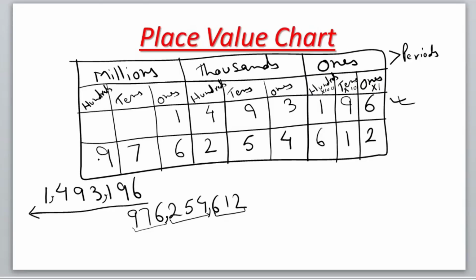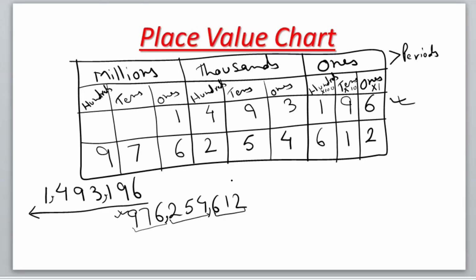Now can you read it? 976 million 254 thousand 612. So what's the value of this number? It is 976,254,612. See, is it easy or not? Now you can easily read any number with the help of the place value chart. Hope the place value chart is clear to everyone. You can take any random number and practice by putting it in the place value chart.